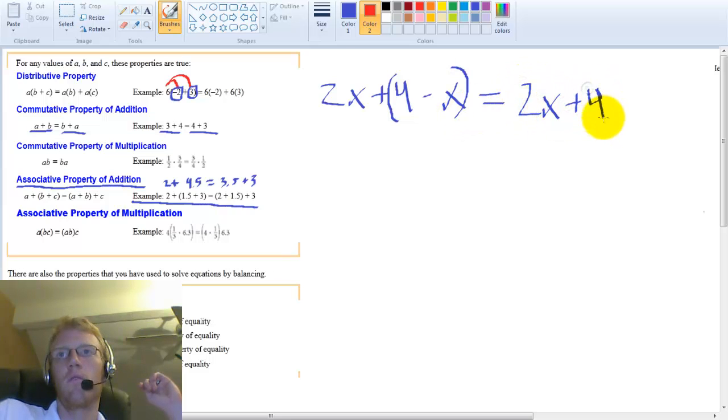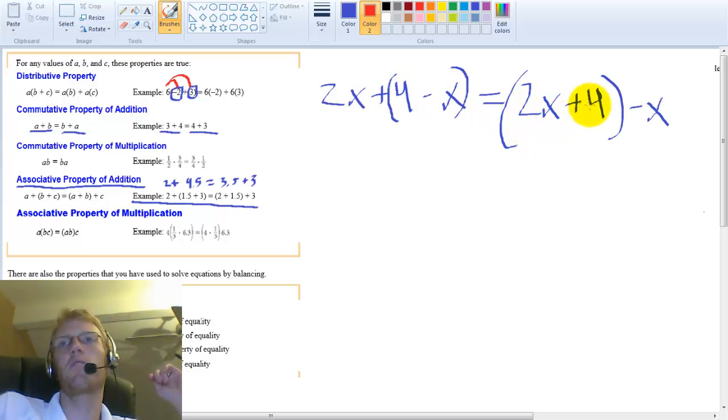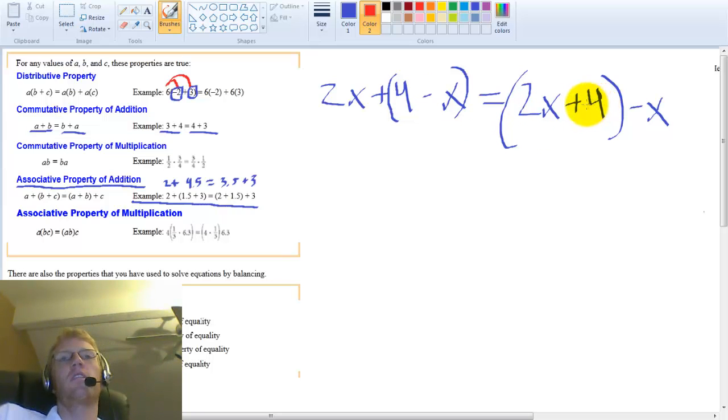2x plus 4 minus x. So in this case, can you combine 4 minus x? No, you can't. Here, can you combine 2x plus 4? No, you can't. So in this case, we just have to trust that the rule works and say that it doesn't matter what we do here.